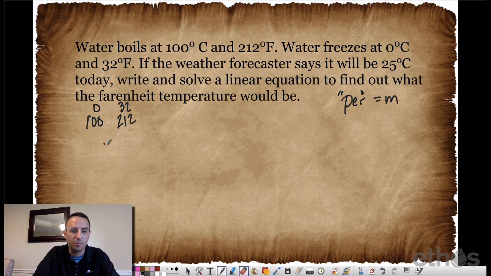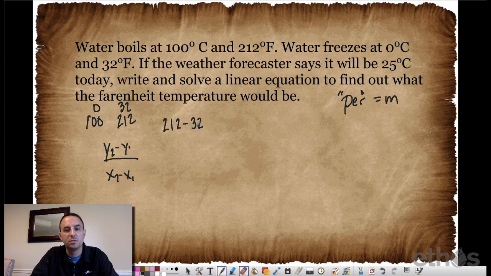Using my slope formula, y2 minus y1 over x2 minus x1. So really we go, okay, 212 minus 32 divided by 100 minus 0. So I get 180 over 100. Numerically it simplifies down to 9 over 5. Okay, so there's my rate of change.